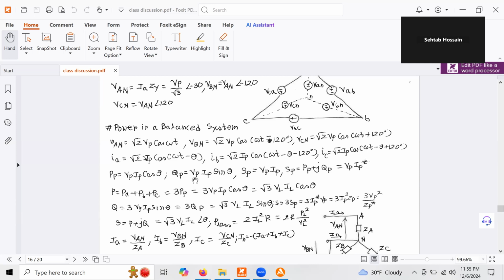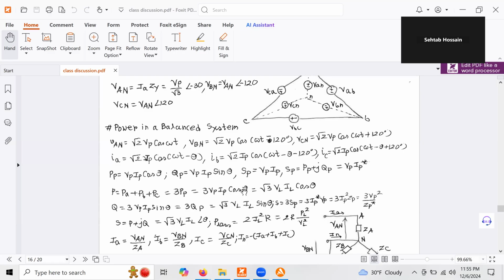What will be the total power then? I have one power in phase A, phase B, phase C. So the total will be three times the phase power. As they are balanced networks, all phase powers will be the same, times 3. So this will be my total power over here.